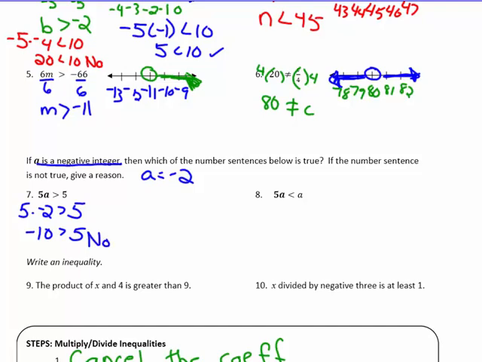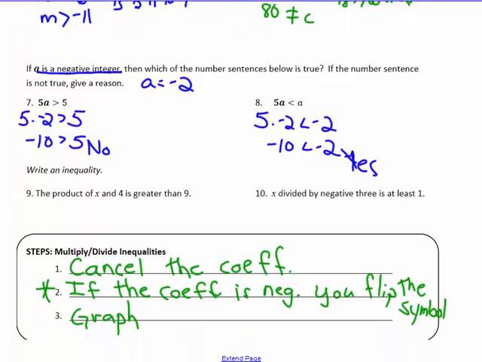If I put negative 2 in, we're going to have 5 times negative 2 less than negative 2. Well, 5 times negative 2 is negative 10, and that one truly is less. Negative 10 is less than negative 2. All right, writing an inequality, the product means multiply of x and 4, so we write that as 4x greater than 9. Didn't ask me to solve it.